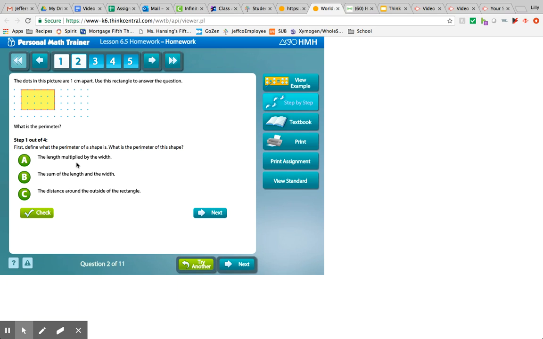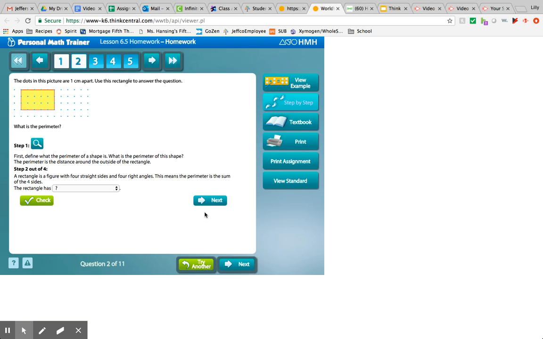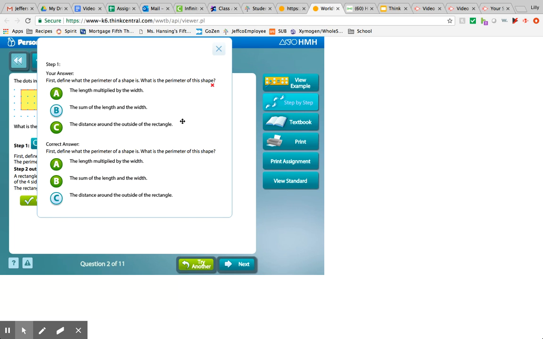Is it the length multiplied by the width, the sum of the length and the width, the distance around the outside of the rectangle? So if I choose the wrong answer, it's going to answer step 1 for me here and say the perimeter is actually the distance around the outside of the rectangle. And you can see some more details here. So it will correct you for each step.